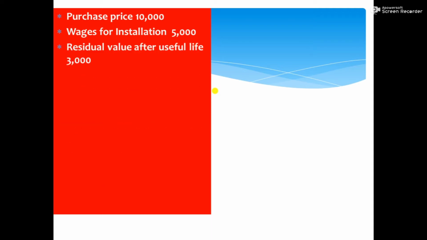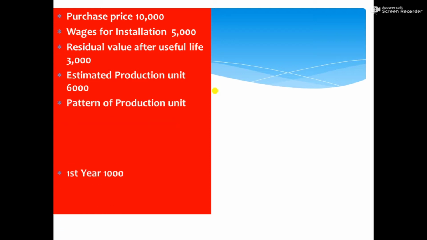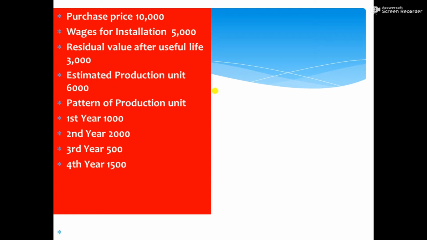We will see a practical situation. An asset was purchased for rupees 10,000. Wages for installation 5,000 rupees. Residual value after the useful life of the asset is rupees 3,000. Estimated total production units 6,000 units. The production pattern is first year 1,000, second year 2,000, third year 500 units, fourth year 1,500 units, fifth year 1,000 units.